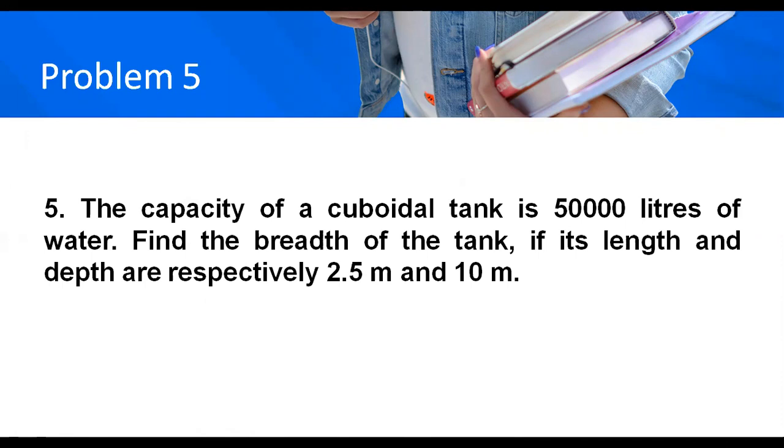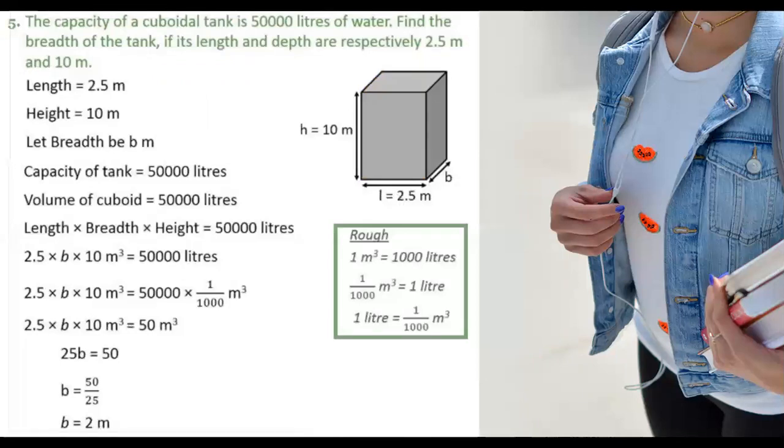Coming to the fifth problem, the capacity of a cuboidal tank is 50,000 liters of water. We need to find the breadth of the tank, if its length and depth are respectively 2.5 meters and 10 meters. So here we are given a cuboidal tank with capacity 50,000 liters and we need to find the breadth of the tank. Length is given as 2.5 meters and height is given as 10 meters.